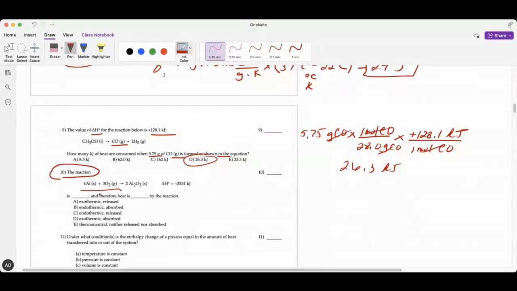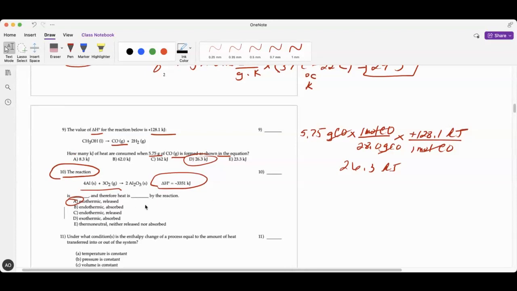The reaction, okay. So this reaction, all right, we have a negative delta H, and heat is either released or absorbed. So delta H is negative, so we have an exothermic reaction, and heat is released. So number 10 is exothermic, heat is released. A.